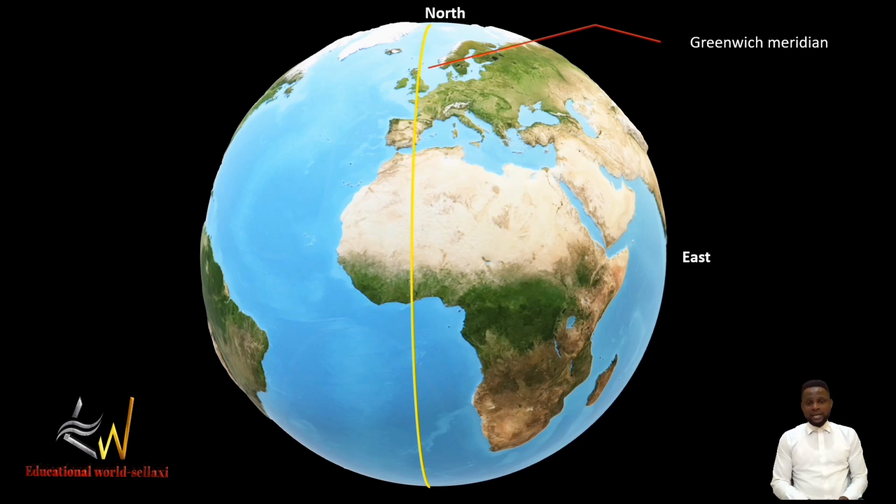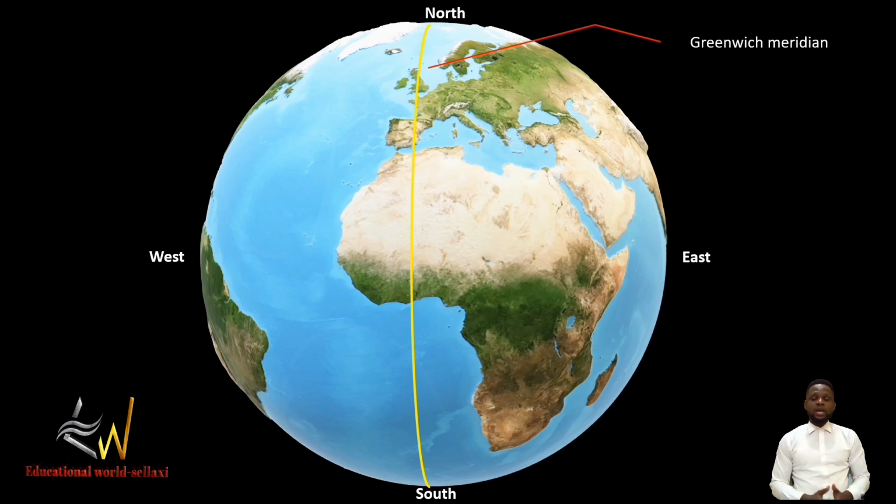Now we are going to look into longitudes. What are longitudes? Longitudes are imaginary lines that run from north to south. An example of a longitude is the Greenwich meridian, which is sometimes known as the prime meridian. It is an imaginary line, it cannot be seen. It runs from north to south, and it is located at 0 degrees. Every other longitude is measured 180 degrees towards the east or 180 degrees towards the west of the Greenwich meridian.